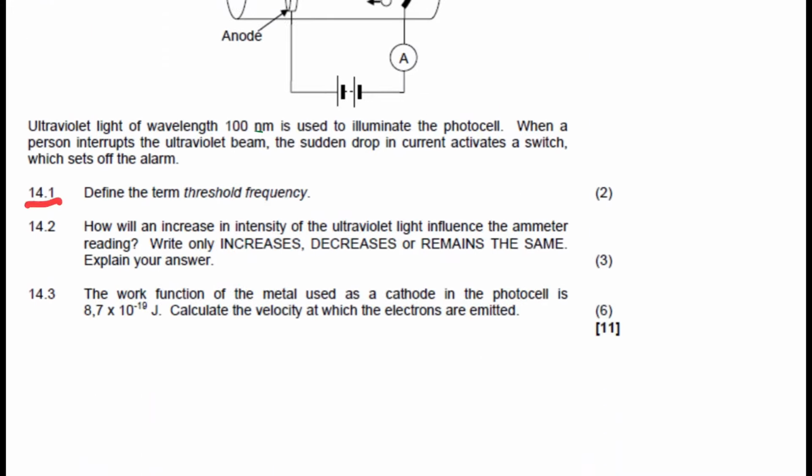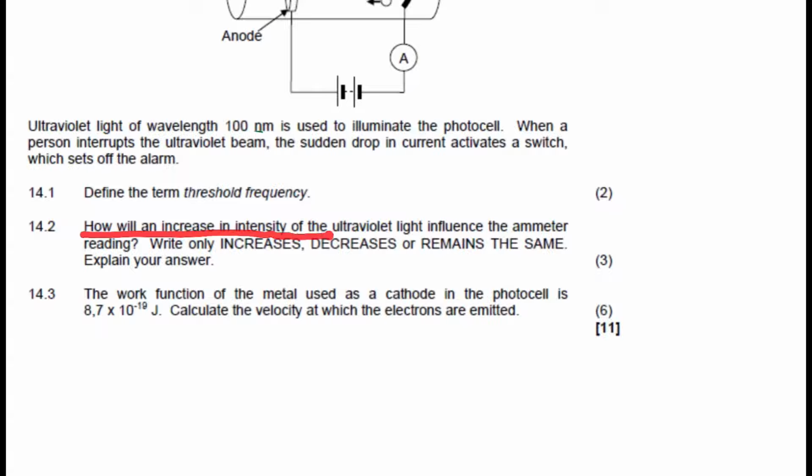Now 14.1 says define the term threshold frequency. The threshold frequency, guys, is the minimum frequency required to emit electrons from the surface of the metal, right? Stick to the exam guideline.